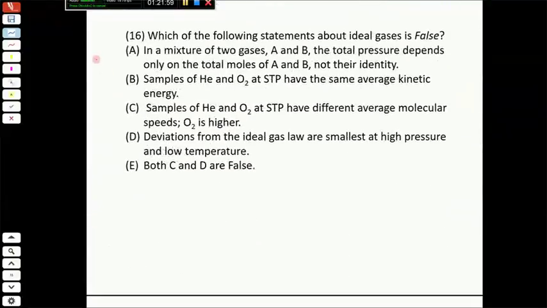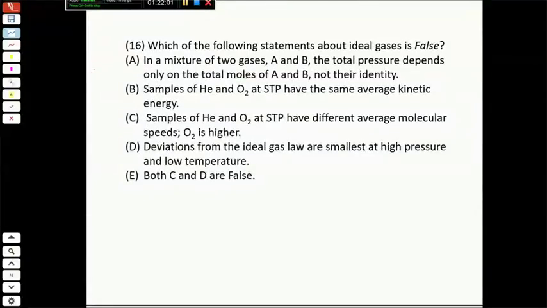5 more, and these are mostly, I think, conceptual, so it should go a little faster. Here we're looking for which statements about ideal gases are false. So we have 4 choices, and then one that says 2 of them are false. So the first one: in a mixture of 2 gases A and B, the total pressure depends only on the total moles of A and B, not their identity.